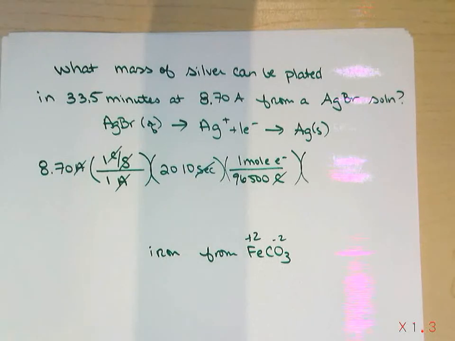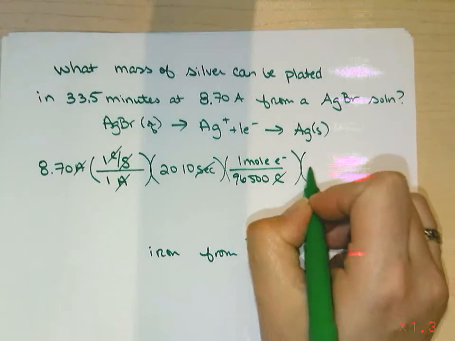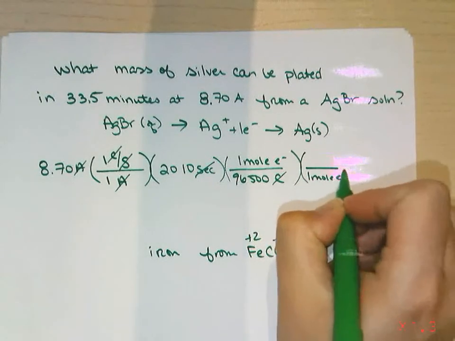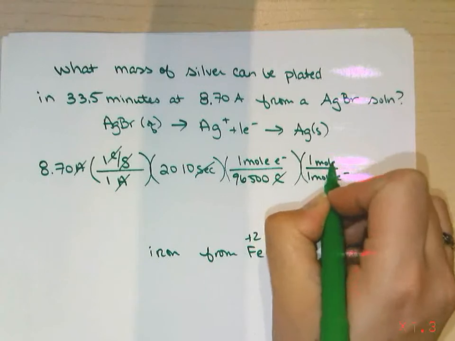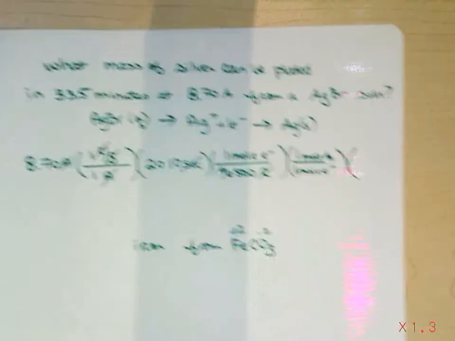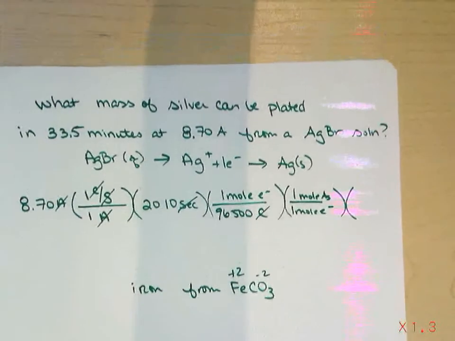All right, so it takes 1 mole of electrons for 1 mole of silver. Then what's the last thing you have to do to get out of the moles of silver into a mass? Molar mass.